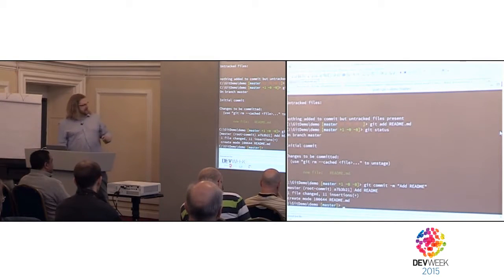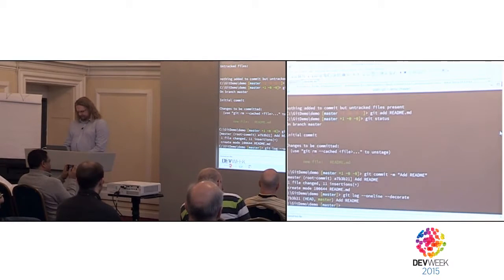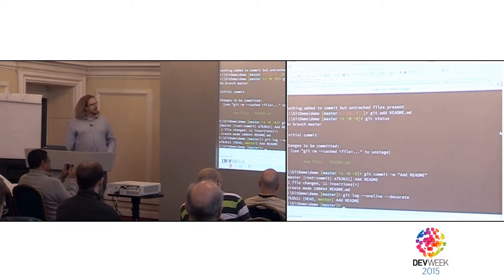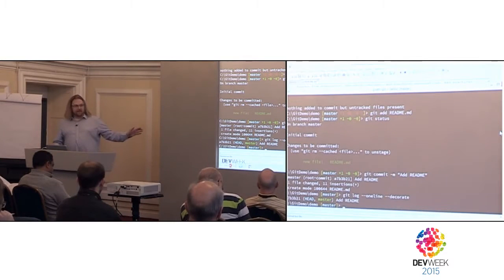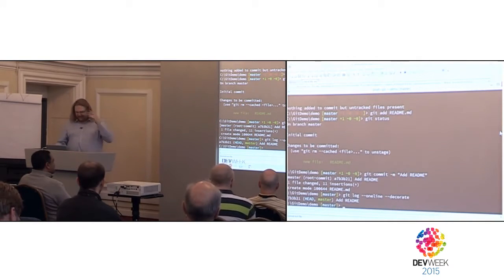So it's inserted the file, and I've now got something in my log. So I could git log, just put one line, and there we have it. The file is there, it's in our working copy, it's in the file system, right? Are we happy with this? This all makes sense. Good.